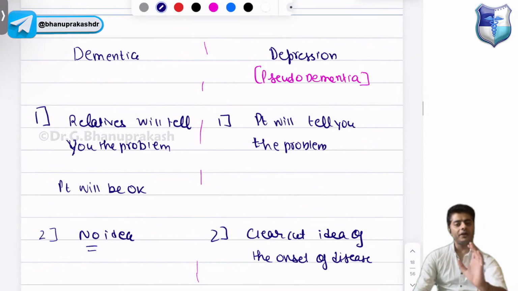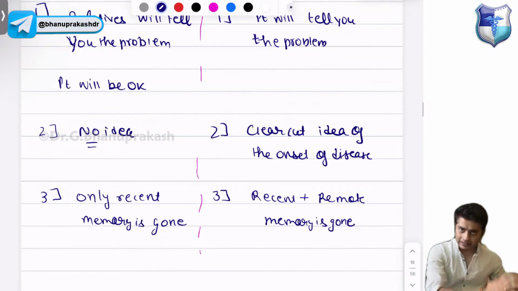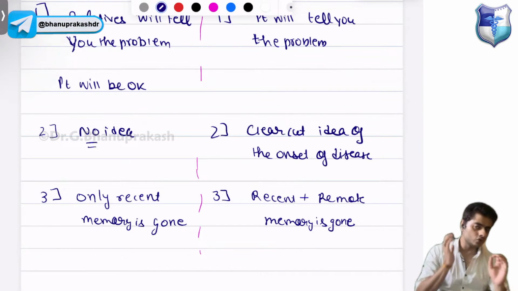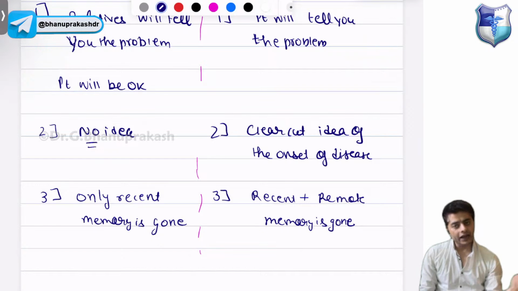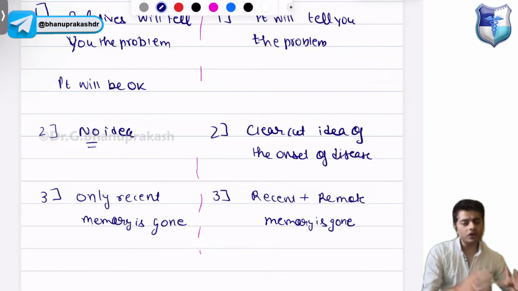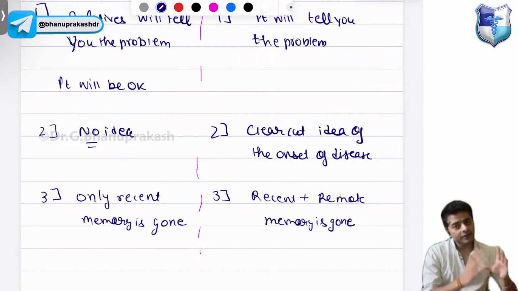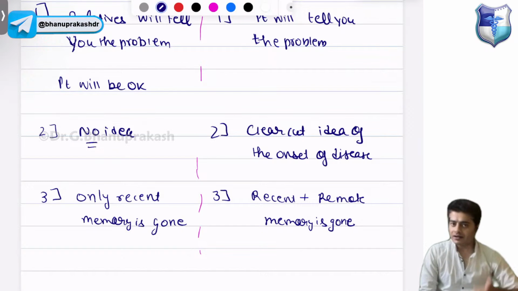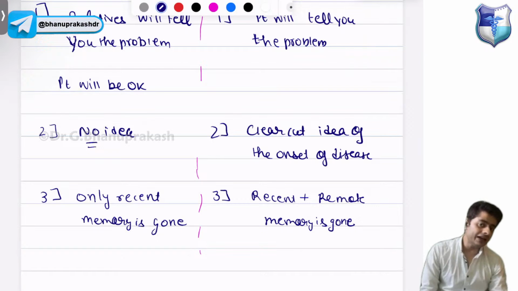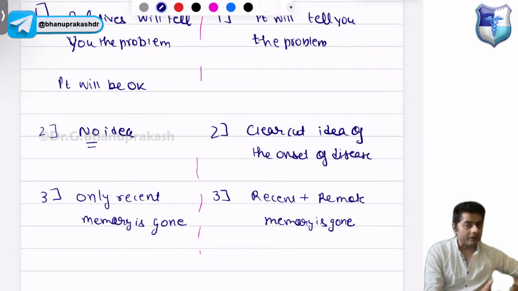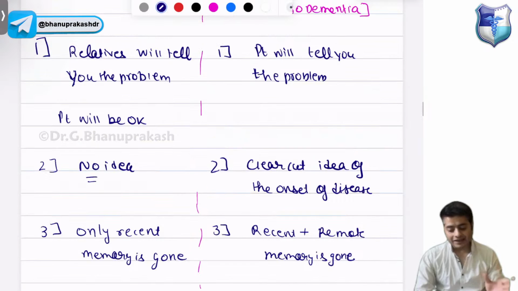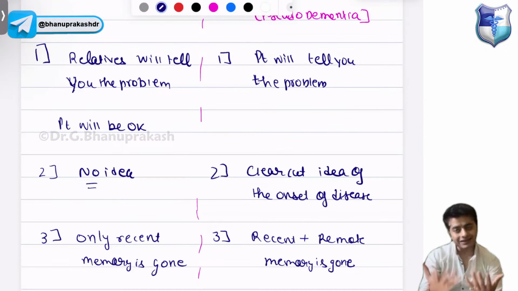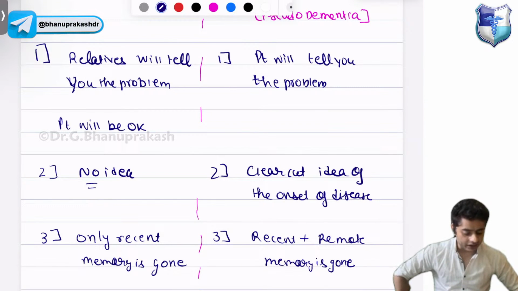Suppose there is a patient with dementia of Alzheimer's disease. Last night that patient went to a wedding party, and the day after tomorrow, when his son asks him, "Papa, yesterday you went to a party," he says, "No, I didn't go to a party." So in dementia, recent memory is lost. But after a few minutes, his old friend comes, and he remembers his friend. So his remote memory is intact, but recent memory is lost. In depression, both recent as well as remote memory loss will be there.